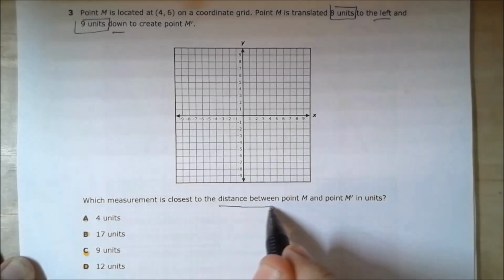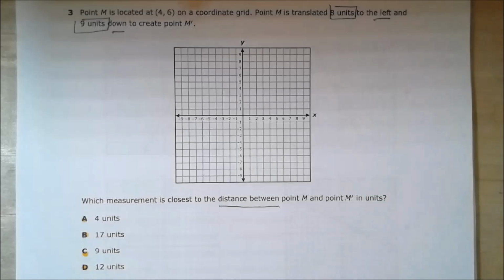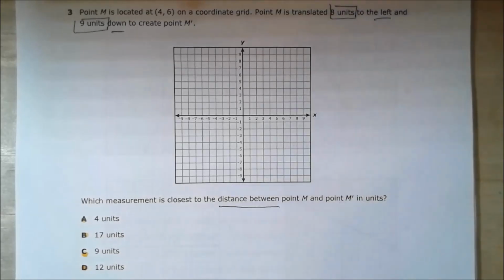So we're looking at the distance between 2 points on a coordinate plane. And anytime you're looking at distance between 2 points, I want you to think, I want to make this a triangle. The first step that we have to do is go ahead and plot our point and then plot the new point. Then we can make a right triangle, and we can use the Pythagorean Theorem in order to solve this.